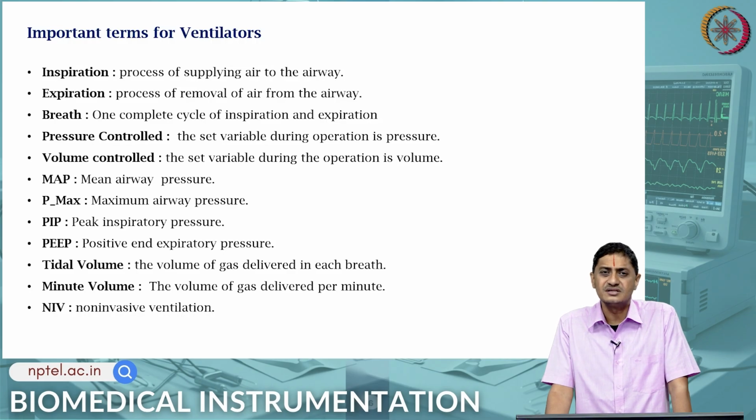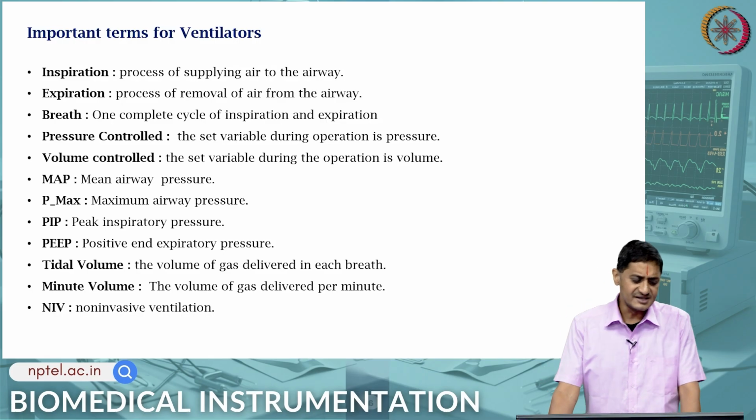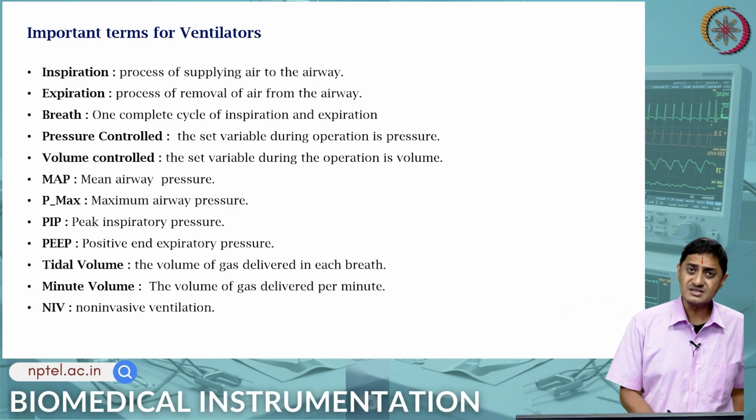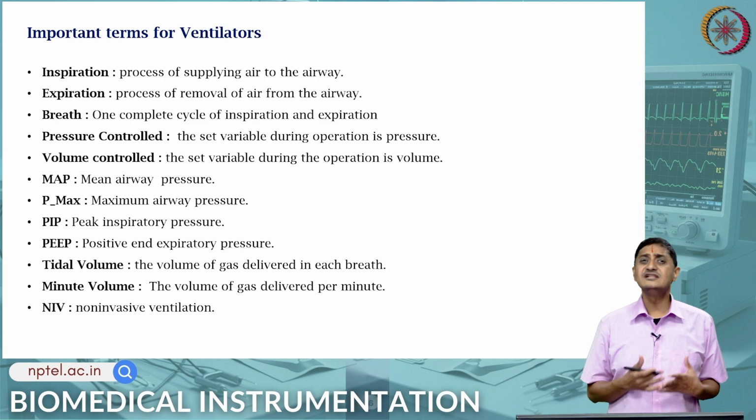Pressure controlled is a situation in which the set variable that is used to control is pressure. Volume controlled is the situation in which the set variable that is being controlled is volume, of course. MAP in this case refers to mean airway pressure. Note, previously we discussed another MAP, that is mean arterial pressure. In this case, this is actually mean airway pressure. Then the maximum airway pressure is called P max. We already discussed this PIP. What is PIP? PIP is peak inspiratory pressure.